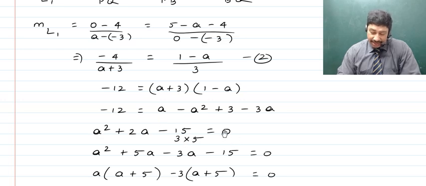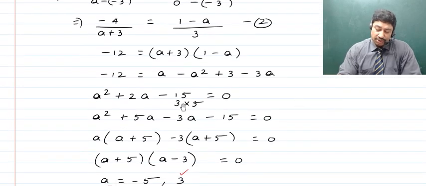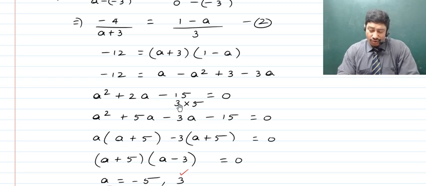Now children, we find that if we talk about the product or the prime factors of the coefficient of the quadratic term, which is 1, and the constant term, which is 3 into 5, right, we will now get here +2a, which can be written as +5a and -3a.